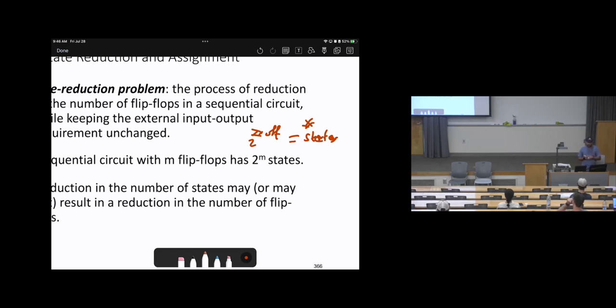How can we achieve this? By looking at the states and monitoring whether there are any states in common, or any states that can be replaced. That's what is called state reduction, which tries to remove the number of states and achieve the same job, the same outputs and the same requirements, by doing the minimization.